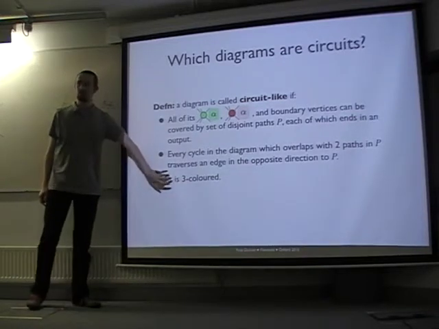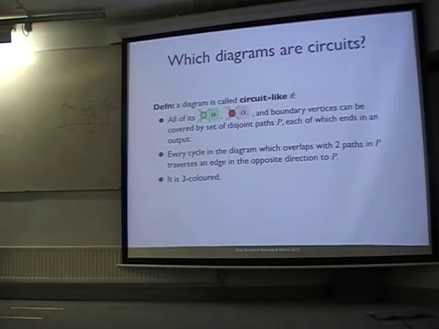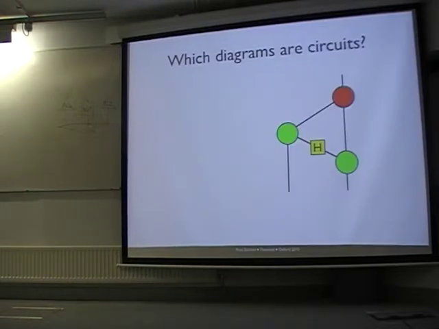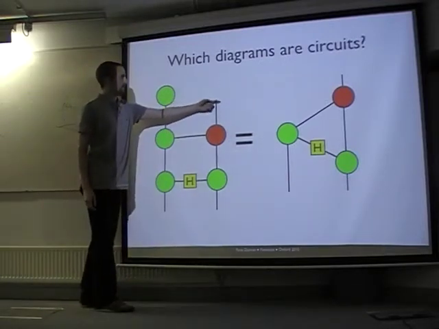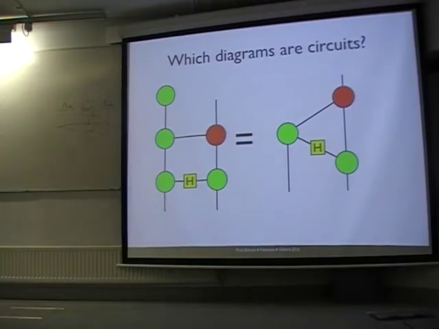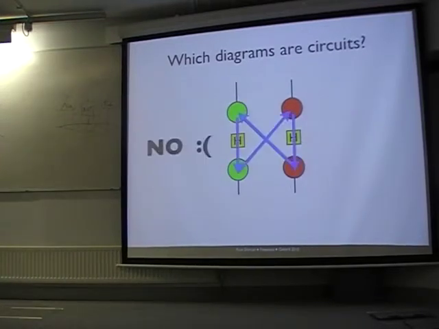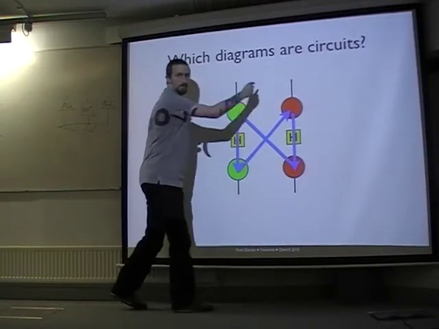And I'm saying it has to be three-colored because I want the diagram to be minimal with respect to this spider rule, which lets me fuse dots together. So that's not technically required, but it's useful. So for example, is this one a circuit? Yes, that's a circuit. There's my path cover. And it's actually equivalent to this thing, which is more obviously a circuit consisting of a free input, a constant input, and a two qubit gate. However, this one is not, because you have this causally consistent loop.